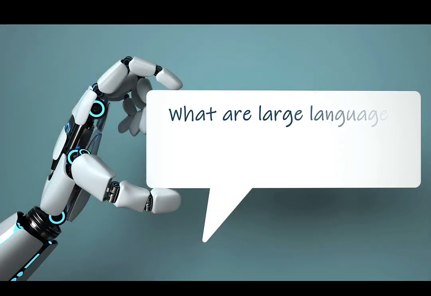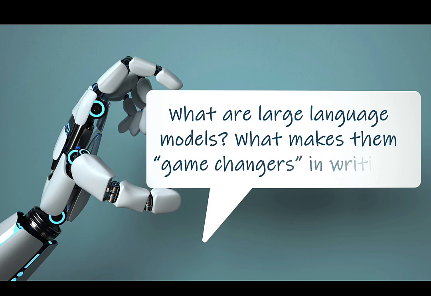What are large language models? What makes them game changers in writing? Large language models like ChatGPT, Google Gemini, Claude, and others are essentially systems trained on vast amounts of text and increasingly on visual images and other sources to recognize patterns in language, grammar, context, and factual information. This training enables them to generate human-like responses based on the inputs they receive.